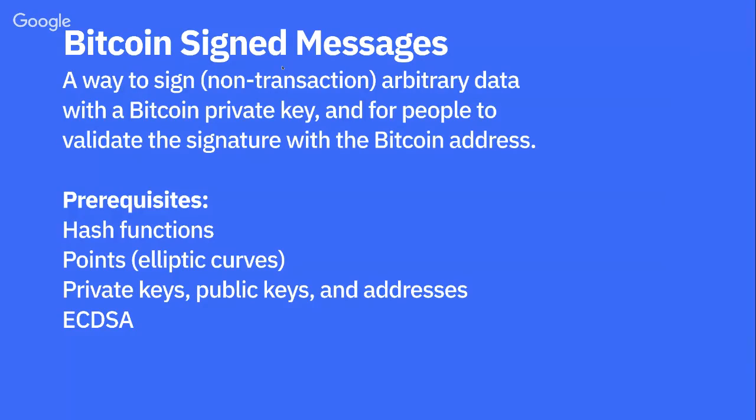Okay, so the basic idea here is, we haven't talked about how to sign Bitcoin transactions yet. This is a way to sign things that aren't transactions, so things like a message that you give to someone. And in order to fully understand what this means, it's helpful to have already studied hash functions, points on elliptic curves, private keys, public keys and addresses, and ECDSA. We've already covered all of these things in other videos and documentation, so we'll provide links to all that stuff, and those are basically prerequisites to understanding what a Bitcoin signed message is.